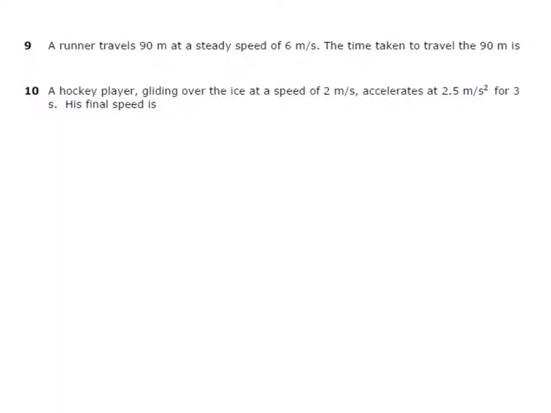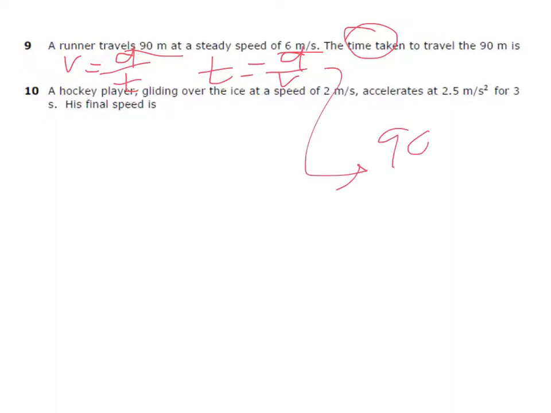Here, a runner travels 90 meters at a steady pace of 6 meters per second. So 90 meters at 6. What is the time, is what they're asking. Well, velocity is equal to distance divided by time. So time is equal to distance divided by velocity. So I'm going to take this down here. 90 meters divided by the velocity of 6 meters per second. The meters cancel and seconds goes back up on top, and 90 divided by 6 is 15 seconds.